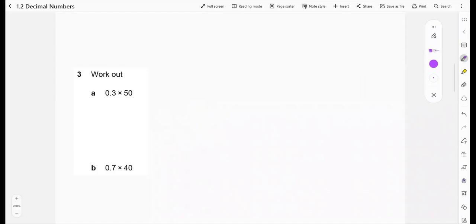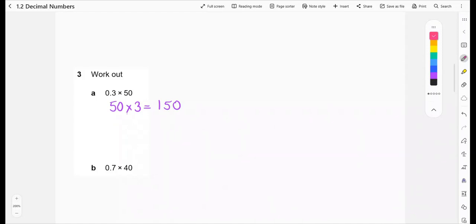For these next two examples, we're being asked to multiply an integer, which is a whole number, by a decimal. Now there is a trick to this. You just do the multiplication with the digits that you have in the question, and then we can consider a decimal afterwards. So the calculation I am going to do is 50 multiplied by 3. Which is 150.